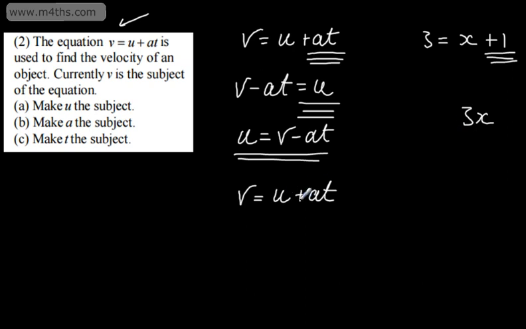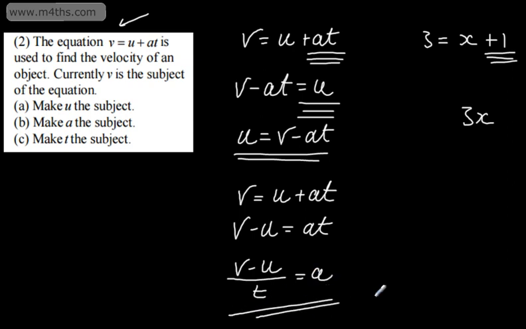So what I do to begin with is get everything on the right hand side that doesn't have an a onto the left hand side. So that will become v minus u is equal to a multiplied by t. I don't want a times by t, I just want a to be the subject. So it'll be v minus u divided by t is equal to a. Now we have a as the subject of the equation.